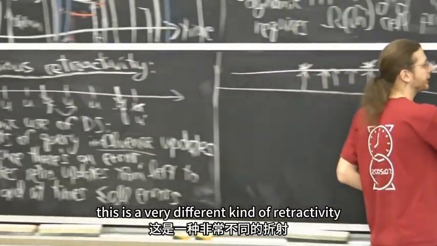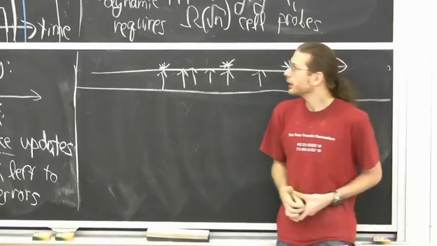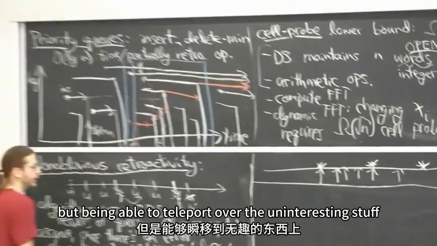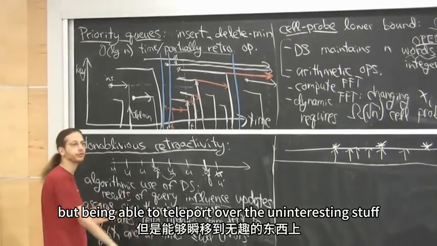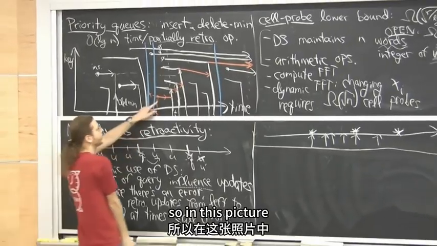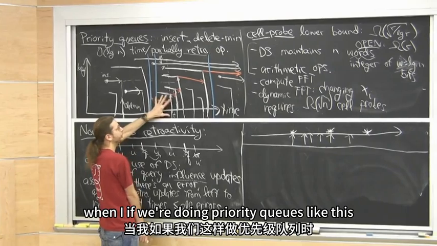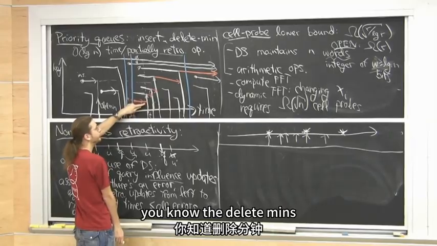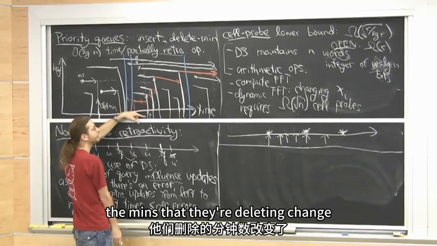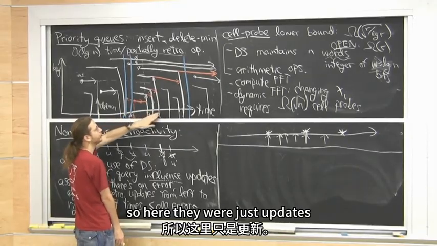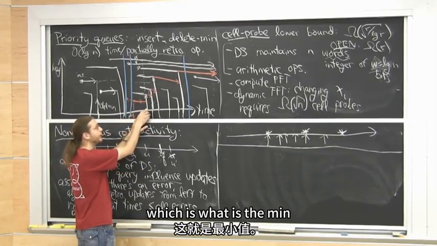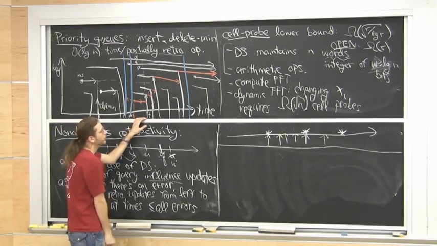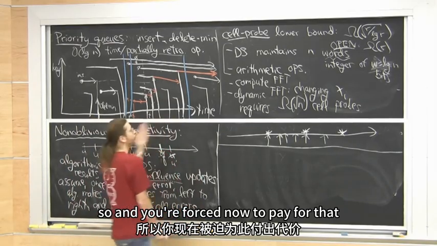This is a very different kind of retroactivity. I would say it's more about maintaining this exact picture of what's happening, but being able to teleport over the uninteresting stuff. So in this picture, if we're doing priority queues like this, when I make this change, well, that query changes, that query changes. You know, the delete mins, the mins that they're deleting change. So here they were just updates. But if there's also a query here, which is what is the min, then all of these query values would change. So you're forced now to pay for that.